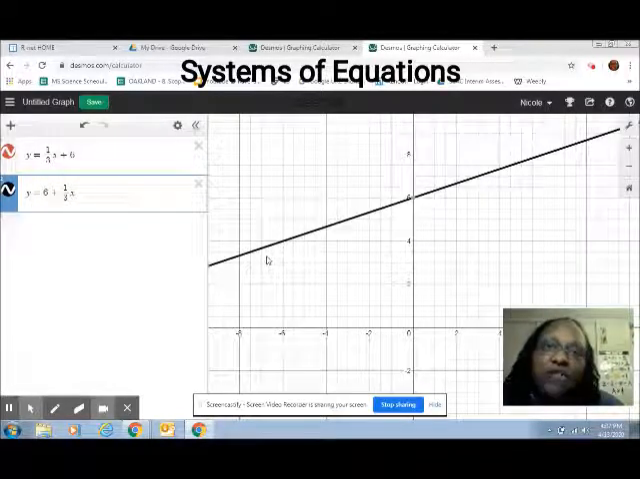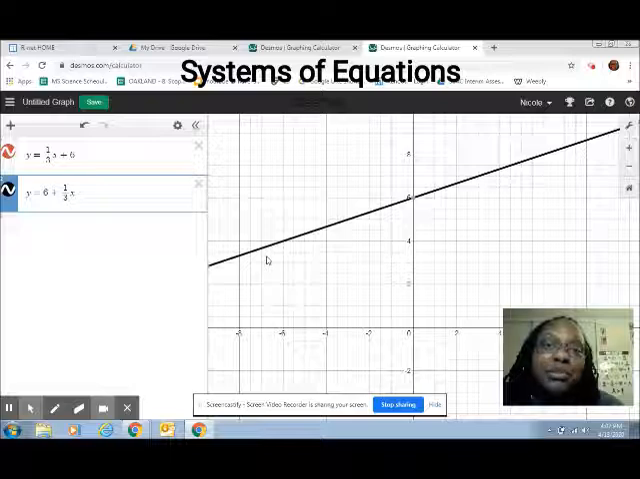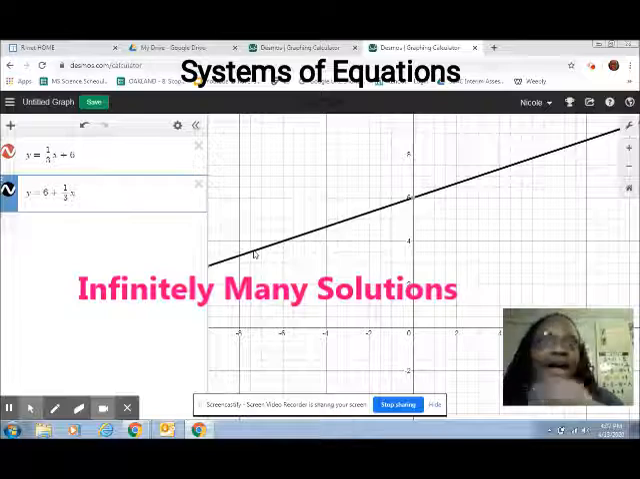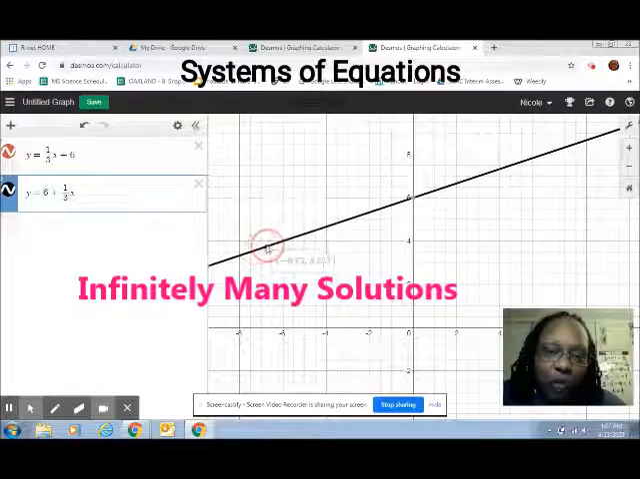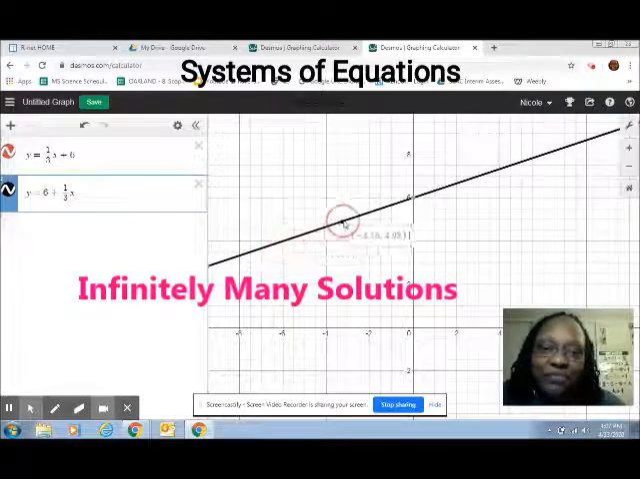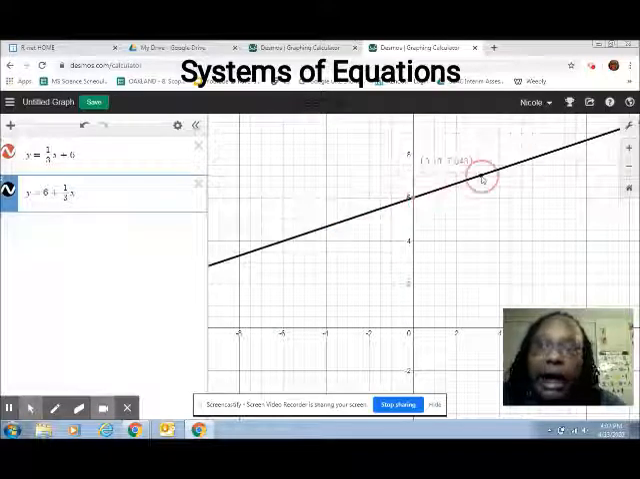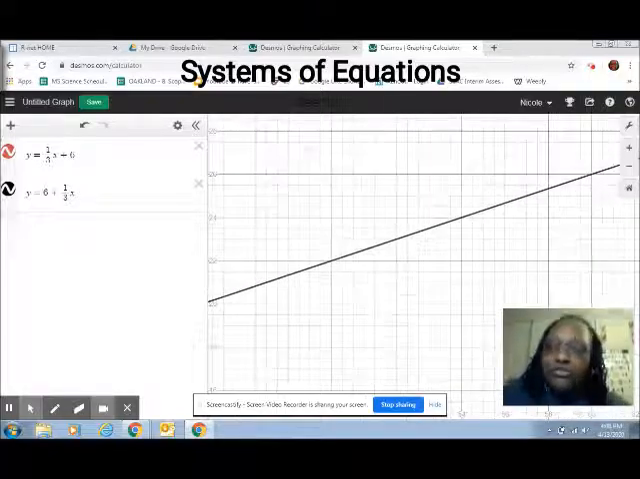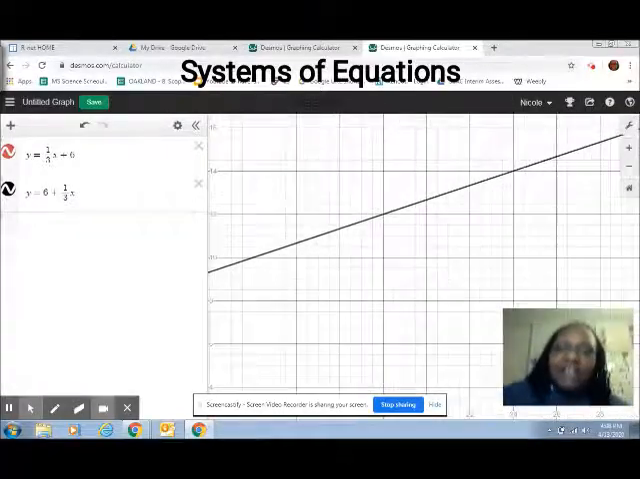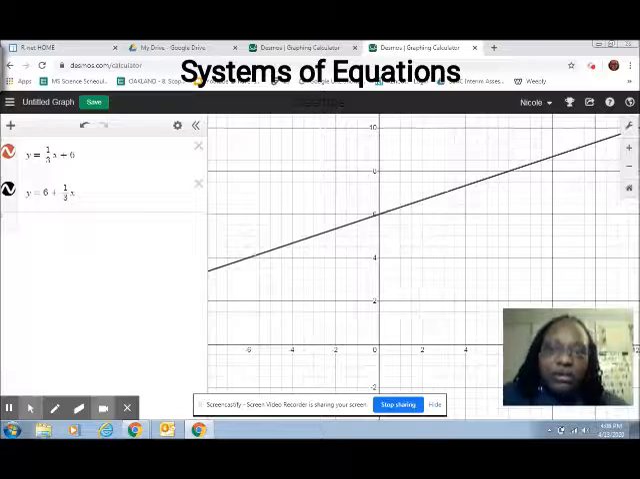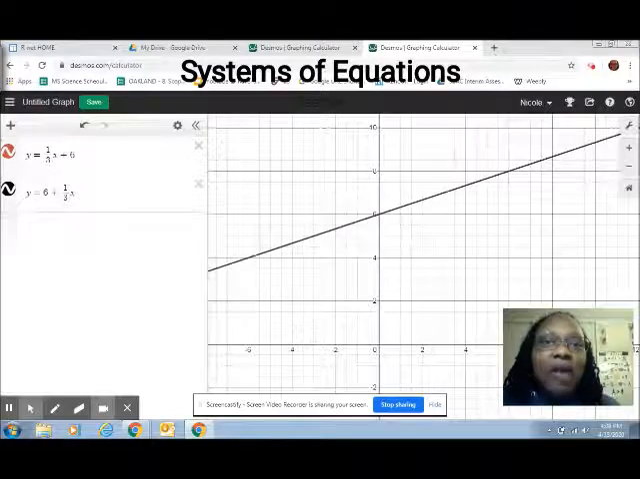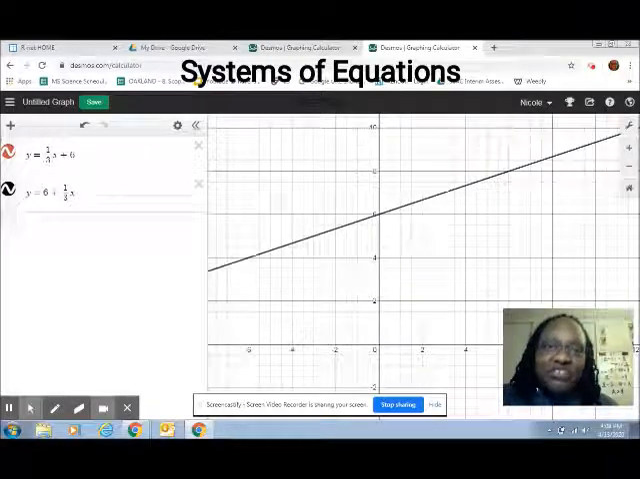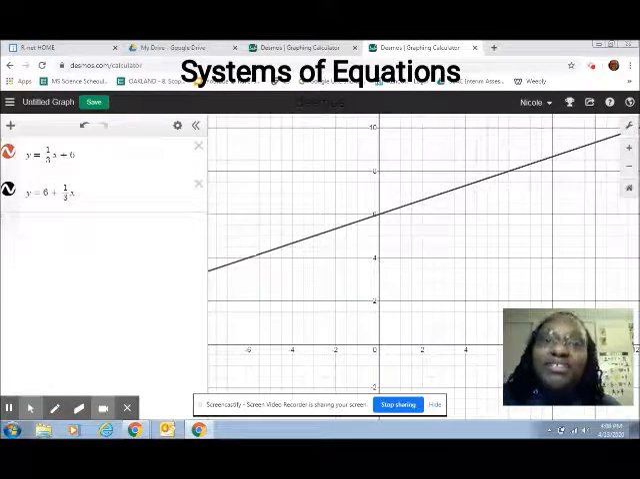Therefore, the solution to this system is infinitely many solutions, because at every single possible x value, the y values are exactly the same because they are touching each other the entire time. They never go away from each other. Both lines are directly on top of each other the entire time. So every single x value has the exact same y value for both equations. So the answer to this system of equations is just infinitely many solutions.